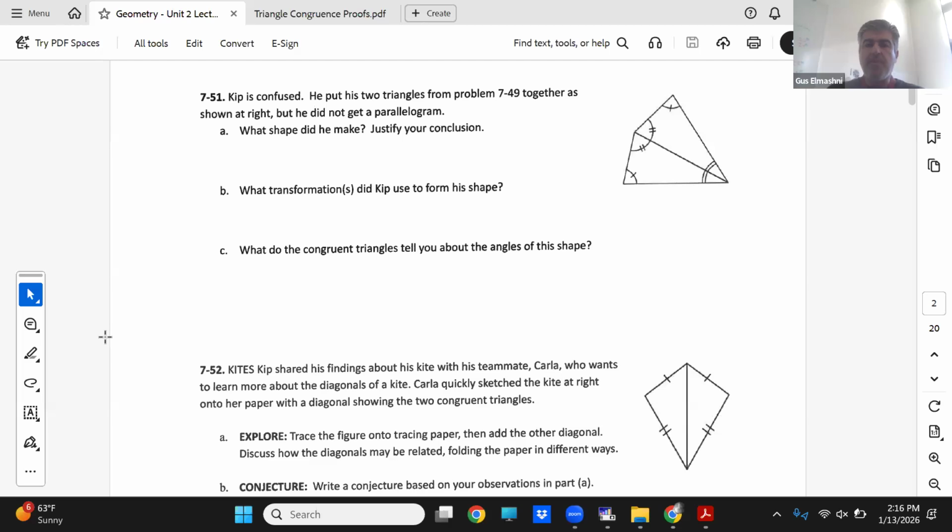Okay. What shape did he get instead? So instead of rotating like the way we suggested in the previous problem, he did it a little differently, but that's okay. So what do you think this kind of looks like? Yeah, it's a kite.